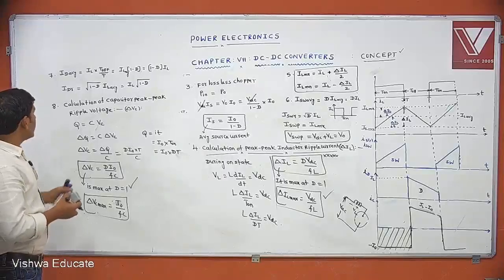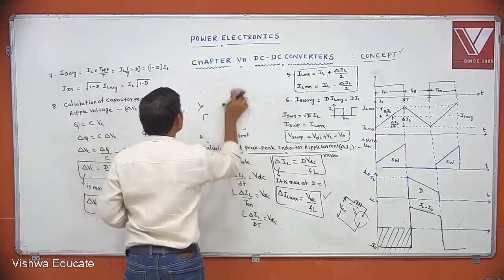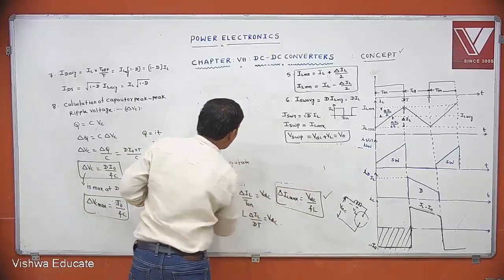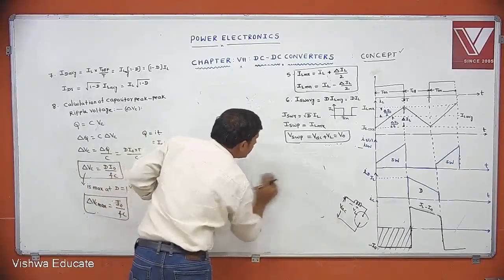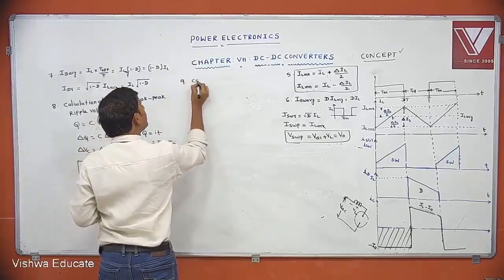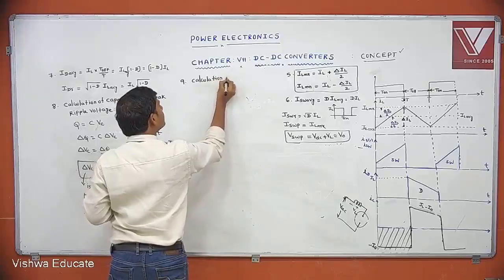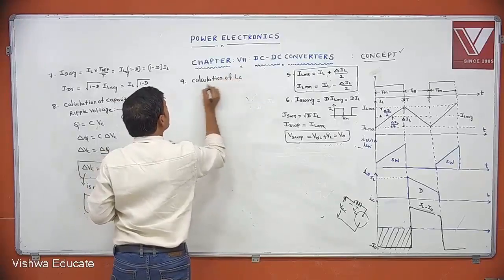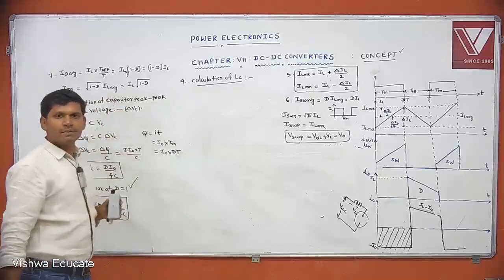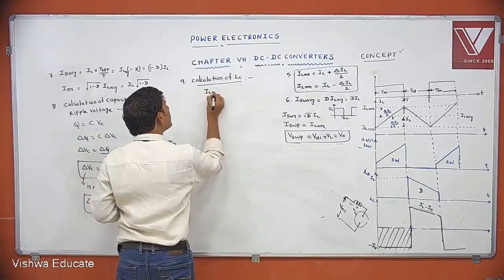Clear? So this is the 8th one. What about the 9th parameter? How to calculate the 9th parameter? Critical inductance, calculation of LC. What is the critical inductance? This you already know. How to calculate critical inductance? To calculate critical inductance, what is the condition?